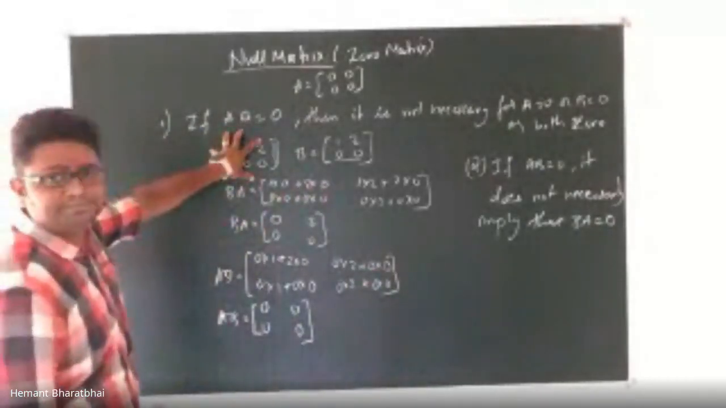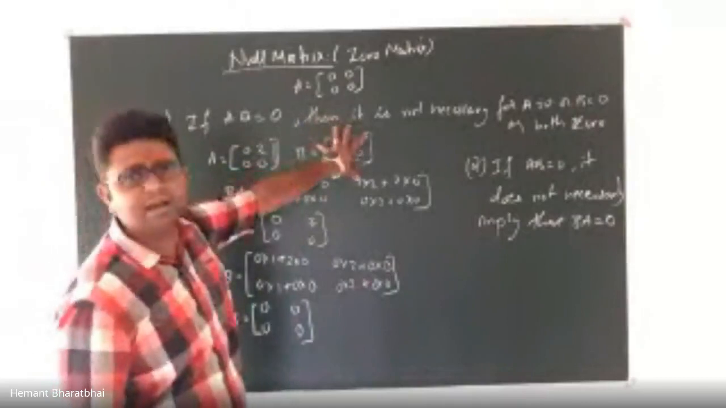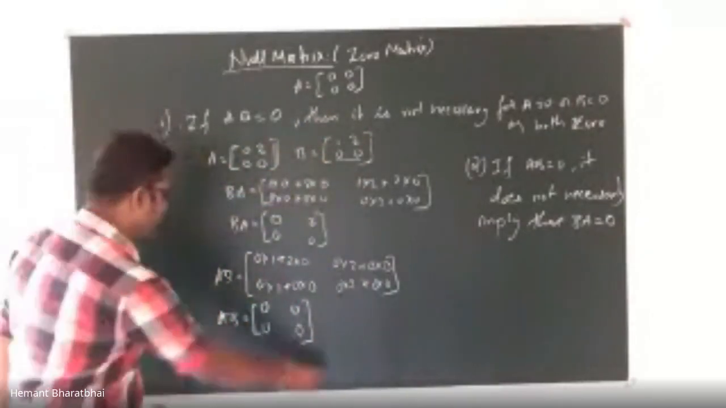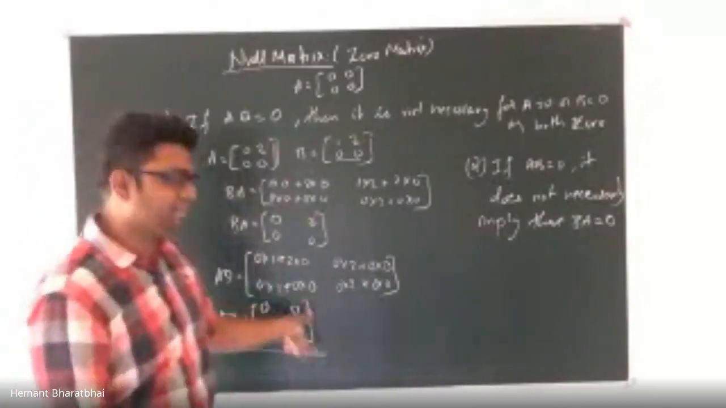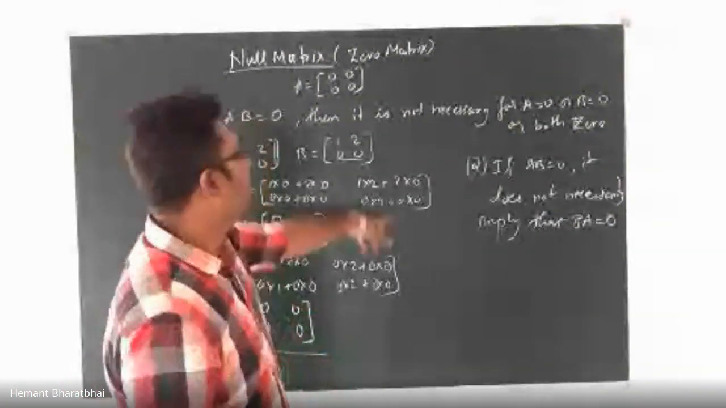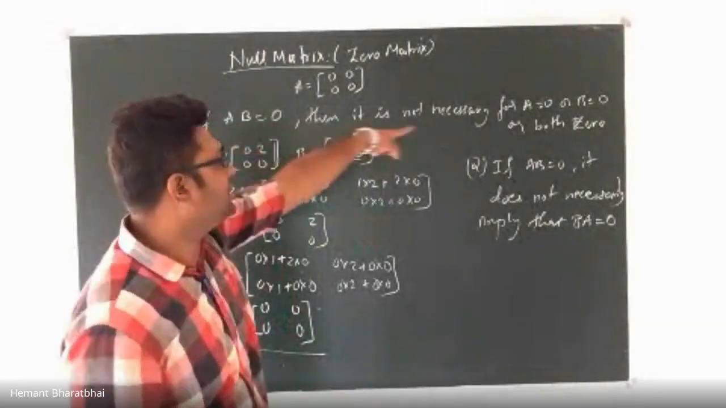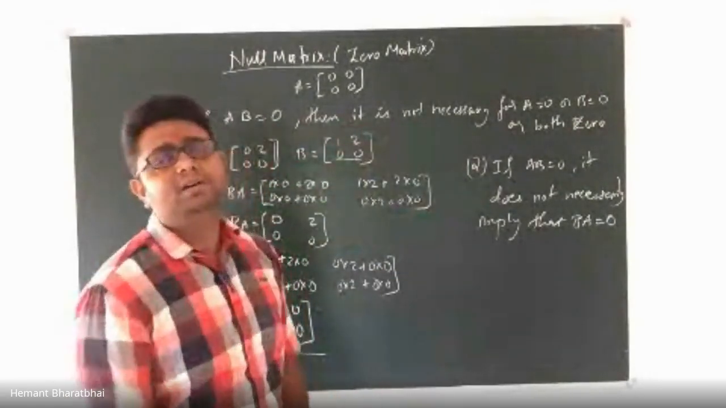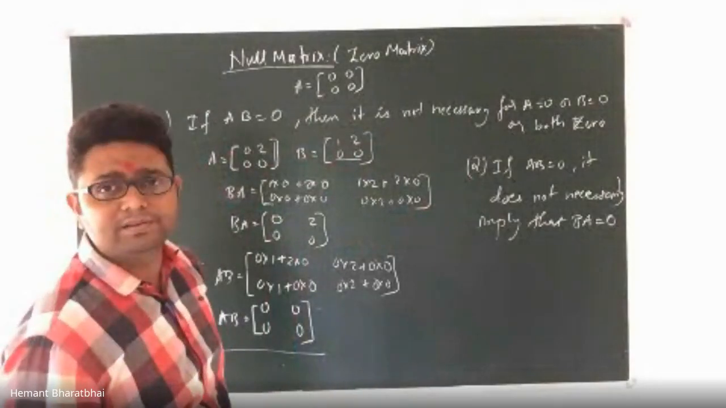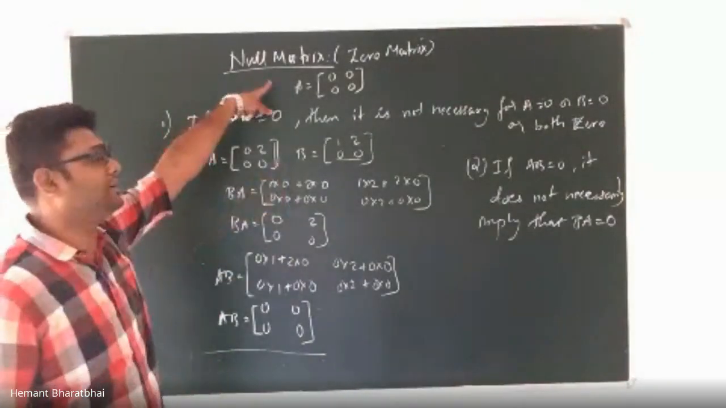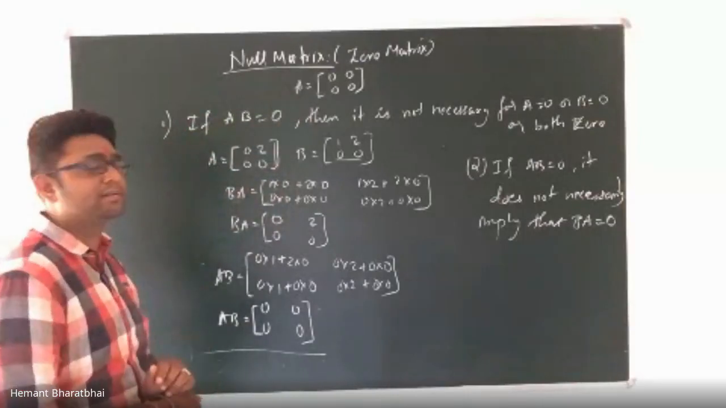The first is I've taken a matrix A and I've taken a matrix B. Both are non-zero matrices and I'm multiplying A into B. I am getting A into B as 0. So the first gets satisfied. That is, if AB is 0, it does not necessarily mean that either of the matrices is 0. Even if both the matrices are non-zero, we can get a 0 matrix or a null matrix.